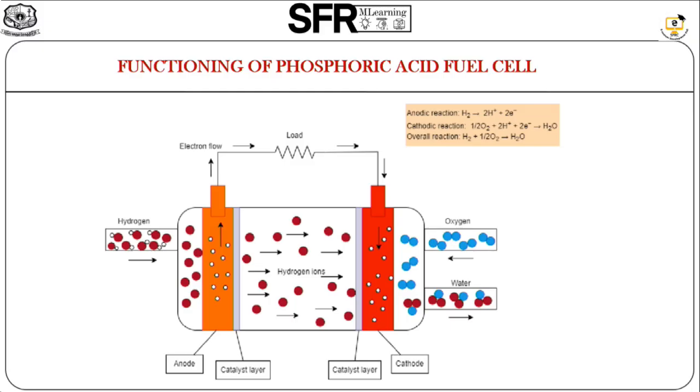At the negative electrode, hydrogen gas is converted to 2 protons and 2 electrons. The electrons originating at the negative electrode flow through the external load to the positive electrode. Also, protons migrate from the negative electrode towards the positive electrode through the electrolyte. On reaching the positive electrode, they interact with oxygen to produce water.